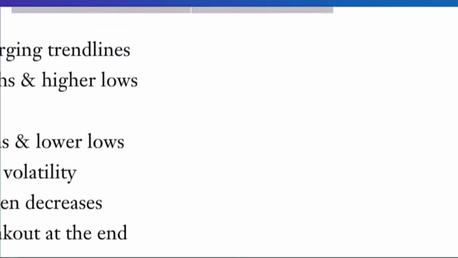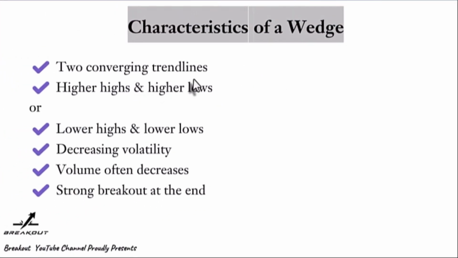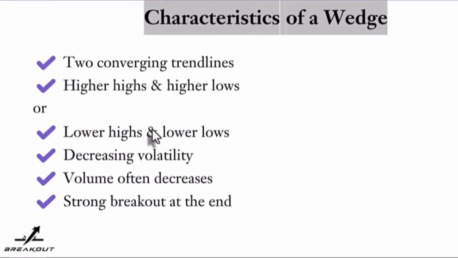Okay, characteristics of a wedge. There should be two converging trend lines. Higher highs and higher lows is for a rising wedge. Lower highs, lower lows, decreasing volatility, volume often decreases, and a strong breakout at the end is for a falling wedge. Don't worry, I will show you all these characteristics on the chart and also in the picture.